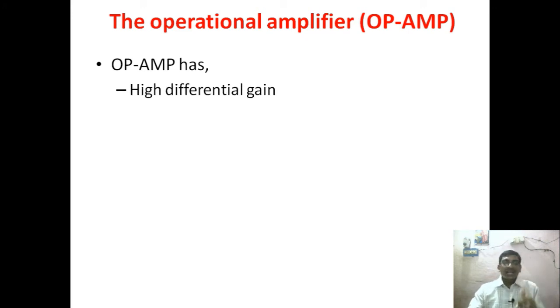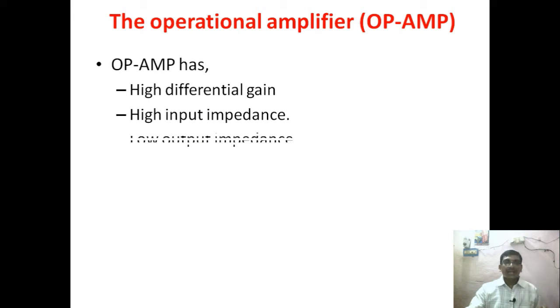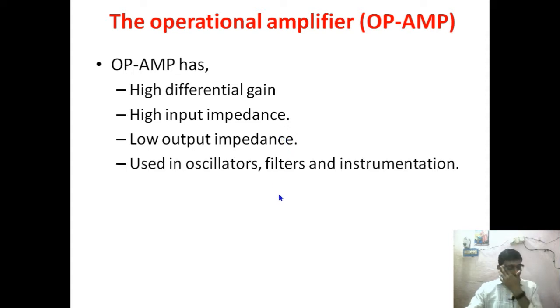The op amp has high differential gain. We already discussed the differential amplifier, and the differential amplifier is a basic building block of our operational amplifier. So it has high differential gain, high input impedance, and low output impedance. These are the three characteristics that an amplifier should have. Op amps are used in oscillators, filters, and instrumentation circuits. So these operational amplifiers are used in oscillator circuits, filter circuits, and instrumentation amplifier circuits.